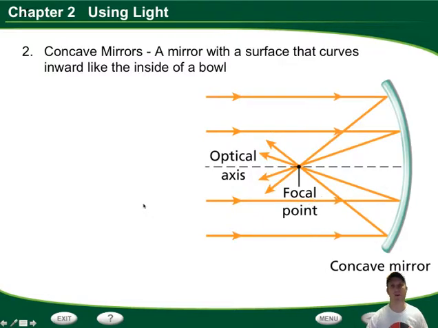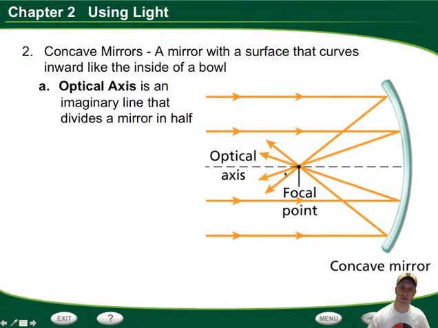The second type of mirror are concave mirrors. A concave mirror is a mirror with a surface that curves inward, like the inside of a bowl. Think of it like a cave, concave. It's going to have an opening like a cave. Notice what happens here, and this little illustration shows this little animation. As light rays come in, they hit this, and since it's curved, the light rays don't bounce straight back, as in the case of a plane mirror. They actually converge at one point.